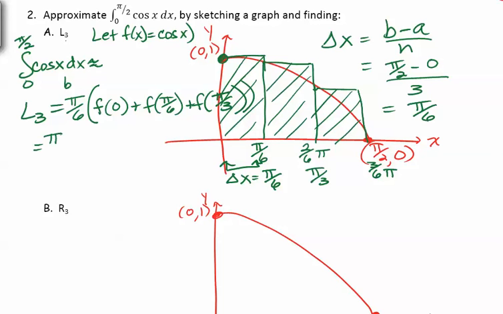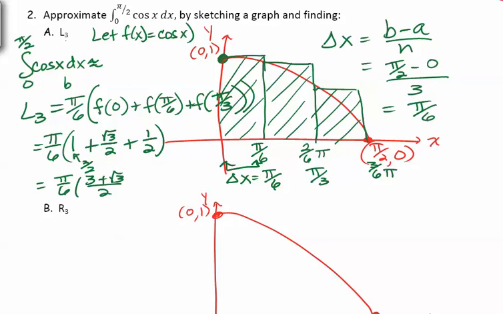And you could use your calculator, or because we know cosine of these special values, cosine of 0 is 1, cosine of pi over 6 is square root of 3 over 2, cosine of pi over 3 is 1/2. So if we think of this as 2 over 2, so we have a common denominator, pi over 6 times 3 plus square root of 3 over 2. So we could write it as pi over 12 times 3 plus square root of 3.